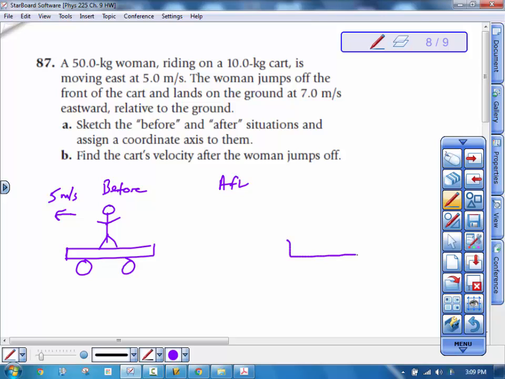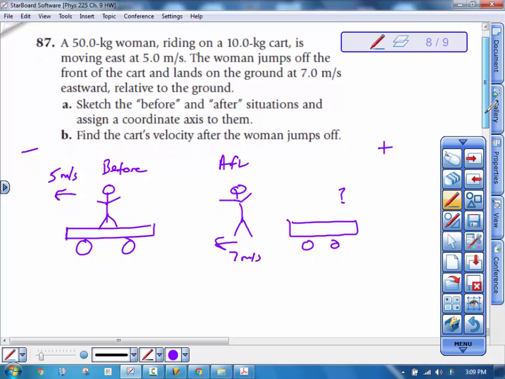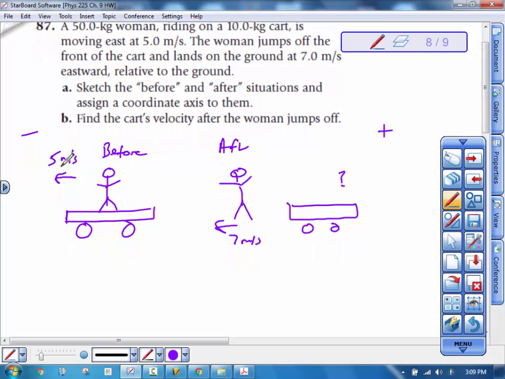Afterwards, you've got the cart here, and the woman jumps off, so the woman lands on the ground. And she's traveling now at 7 meters per second. And I don't know what the cart's speed is. I don't even know what direction the cart's going, but I'm going to call this negative and this positive, I guess. And then for part B, find the cart's velocity.